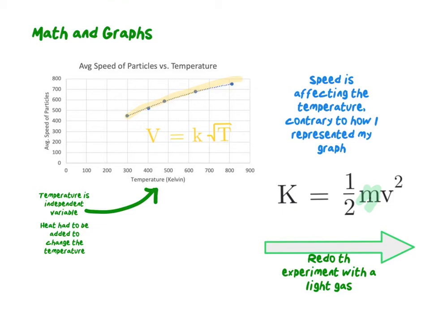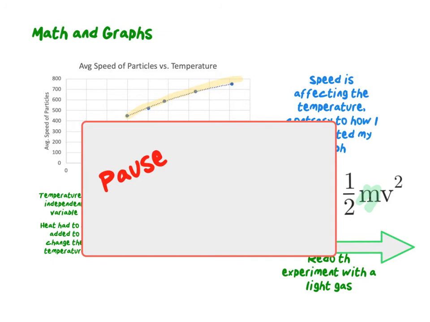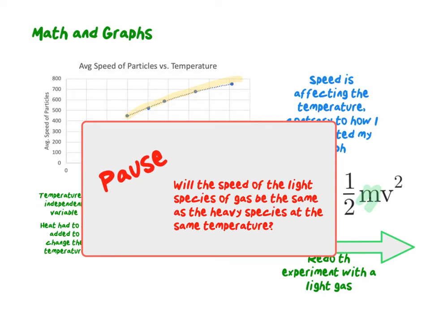So at this time, I challenge you to pause the video and to try to predict, will the speed of the light species at the same temperature as the heavy species be the same? So in other words, let's say at 300 Kelvin, will the speed of the light species be the same average speed per particle that I measure for the heavy species or not? And why do you think that is?